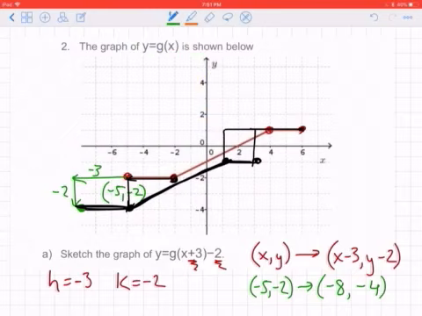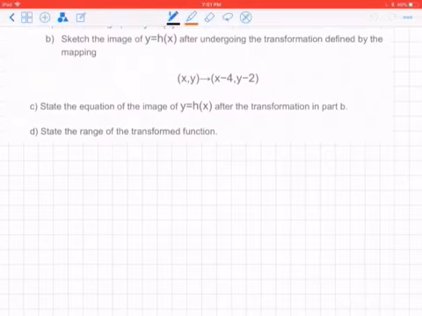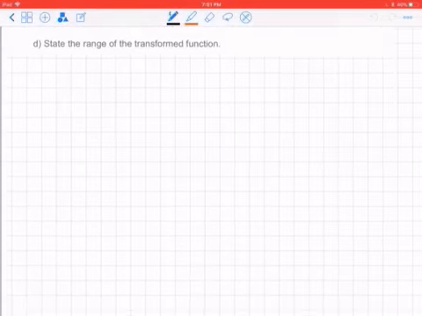All right. So let's move on to third question. And this one's a little bit more tricky. It says, given the function defined as h at x is equal to x squared minus 6x plus 9, sketch the graph of y equals h at x. So that's the first thing we'll need to do. So I'm just going to move this up a little bit, and then I'll end up scrolling back down.